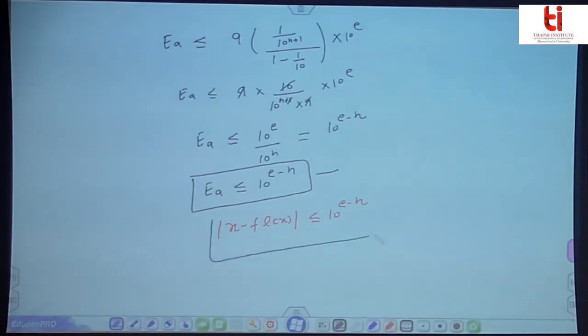Okay, so 10 raised to power e minus n. This is the error bound for the absolute error. Now we'll find out the relative error. Here I should write absolute error. Okay, now relative error.